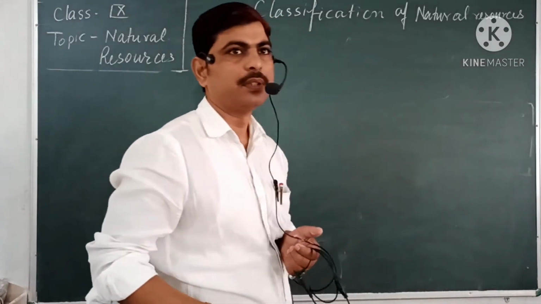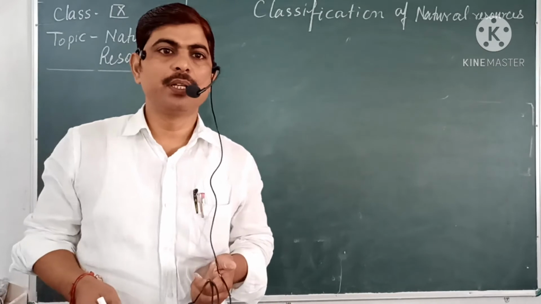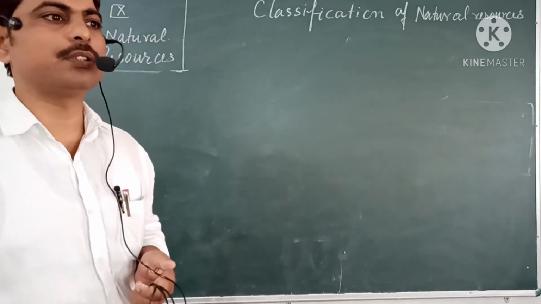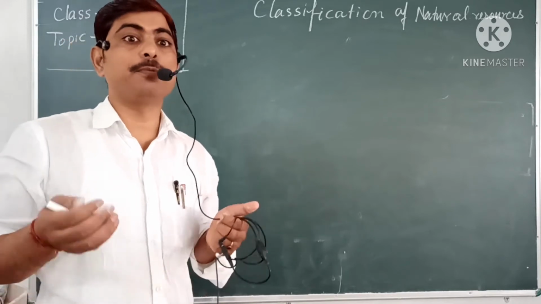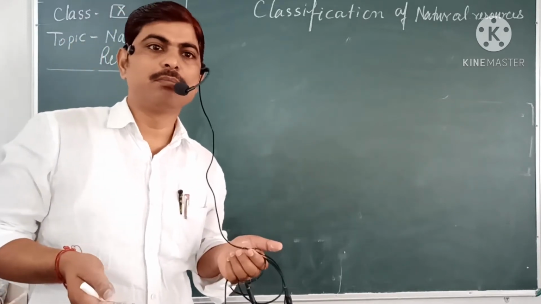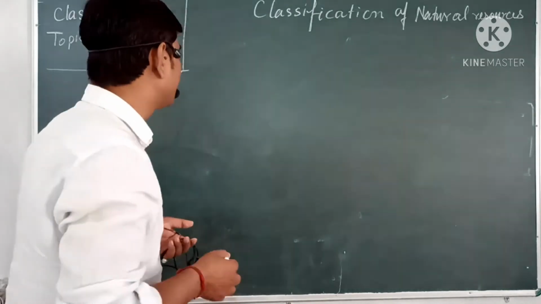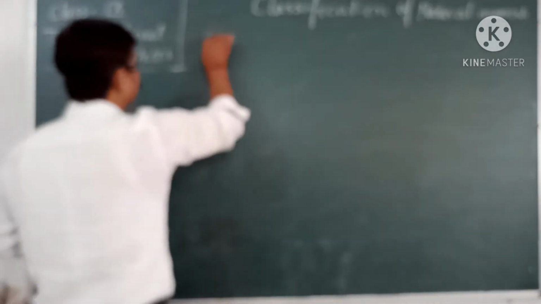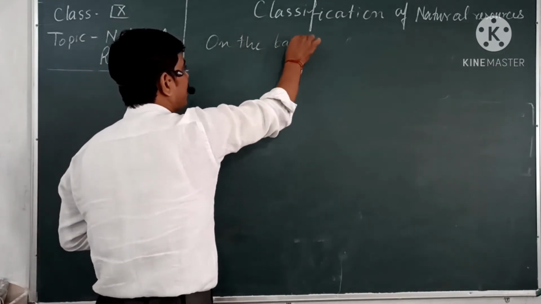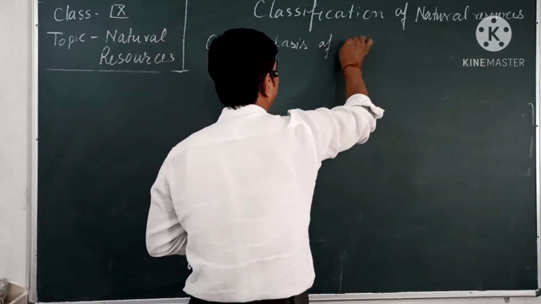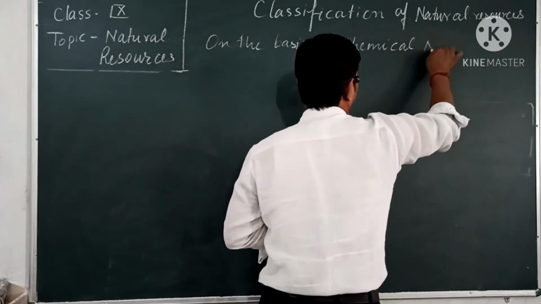but human beings are too wise, but they do not use natural resources wisely. Okay, to fulfill not their need, but to fulfill their greed, and because of that, many problems arise. So, on the basis of chemical nature.